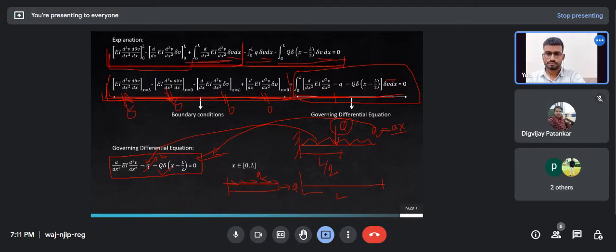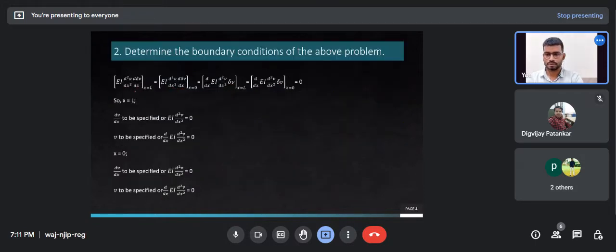So here either this term will be 0 or this whole term will be 0. Here also either this term will be 0 or this whole term will be 0. Either these terms will be 0 or this whole term will be 0. So that is what I have written in the second problem. Right? Which was the expression. So all these terms should be equal to 0.